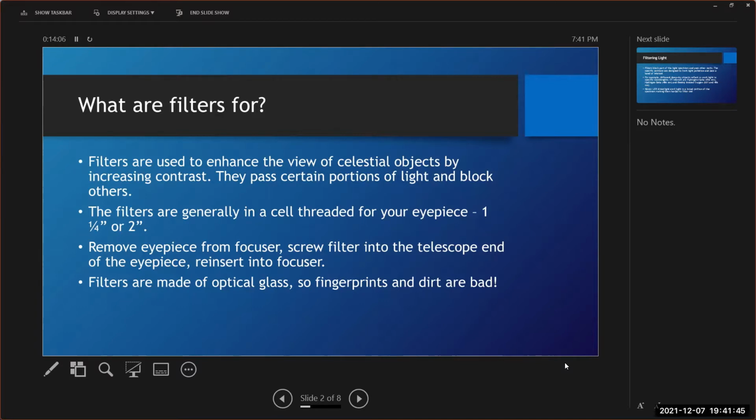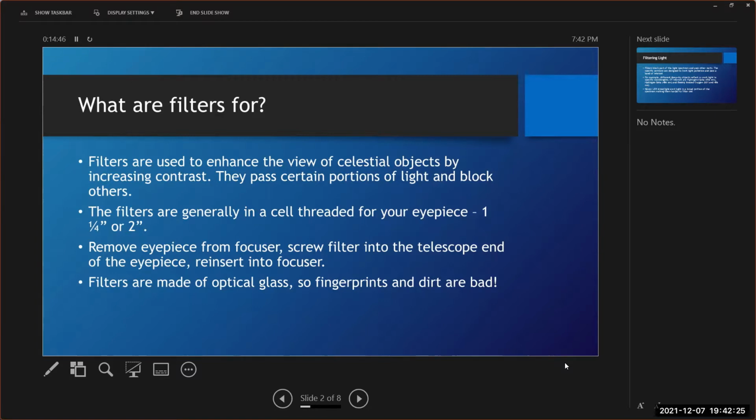This filter is 1¼ inches in diameter. They also make these in 2-inch diameter. The reason is so that you can thread it. If I can get the thread started, you screw it into the bottom of your eyepiece, and now it's fixed, and you would drop that down into your focuser. Once you've put the eyepiece into the focuser with the filter screwed on, you'll tighten the little set screw and everything will be very secure.